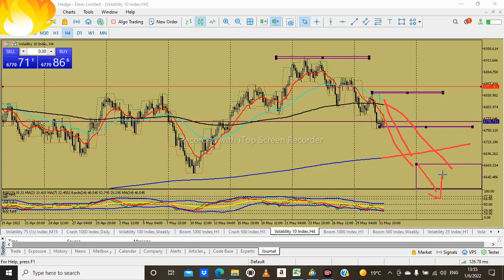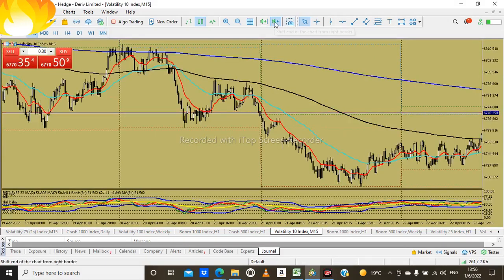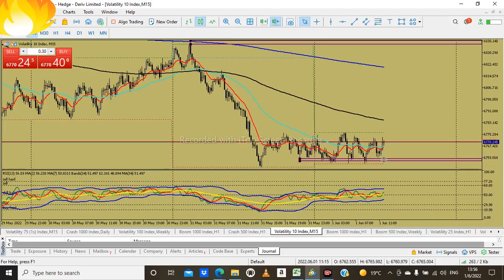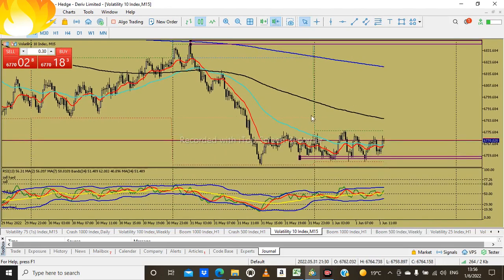So V10, I am selling on D1. So let's go on smaller time frames. Let's look for a good entry for you. Wow, pop. Okay, we can sell now actually. Yeah, this would be a good place to sell. Yeah, this would be a really good place to sell.